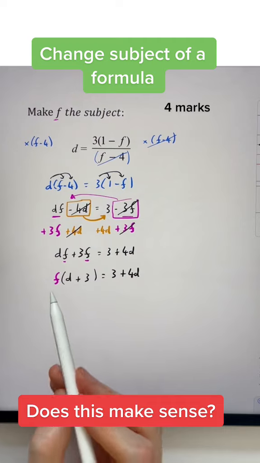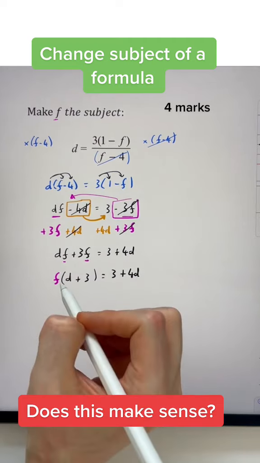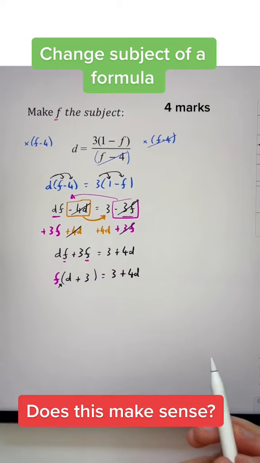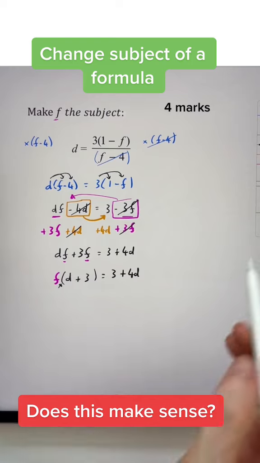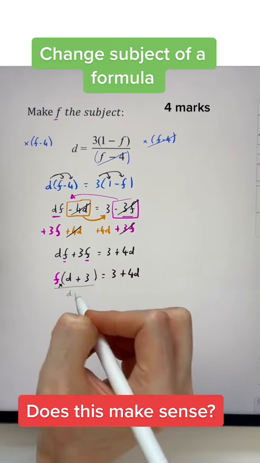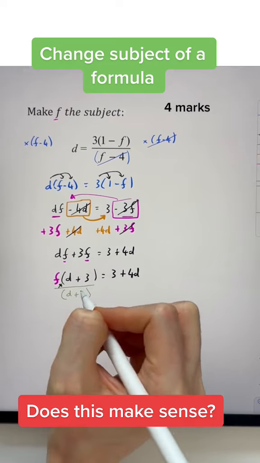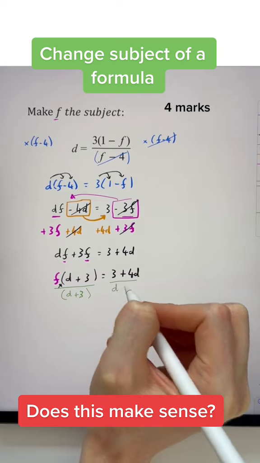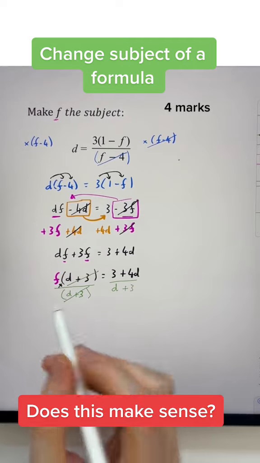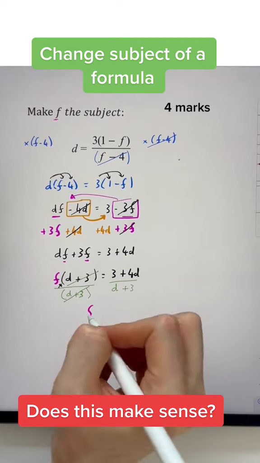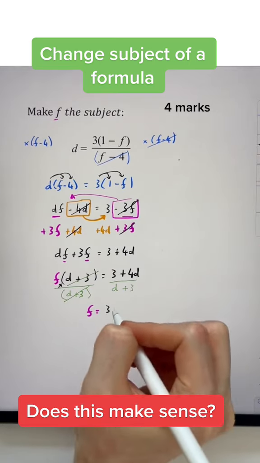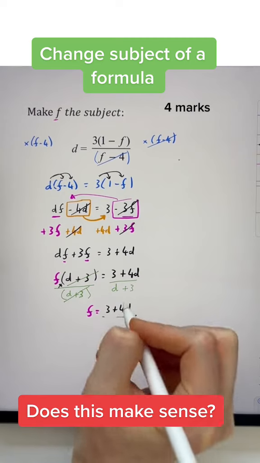My final step: I know in front of the bracket, f means multiplied by, in brackets, d plus 3. As I want to get f by itself, the opposite of times by d plus 3 is to divide both sides of our equation by d plus 3. Therefore, on the left-hand side, timesing by d plus 3 and dividing by d plus 3 will cancel, to leave us with single f, which is what I wanted. And on the right-hand side, I'm going to have 3 plus 4d over d plus 3.